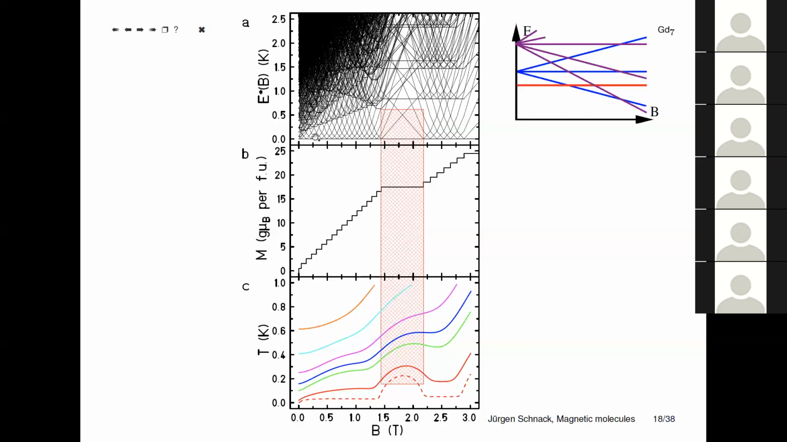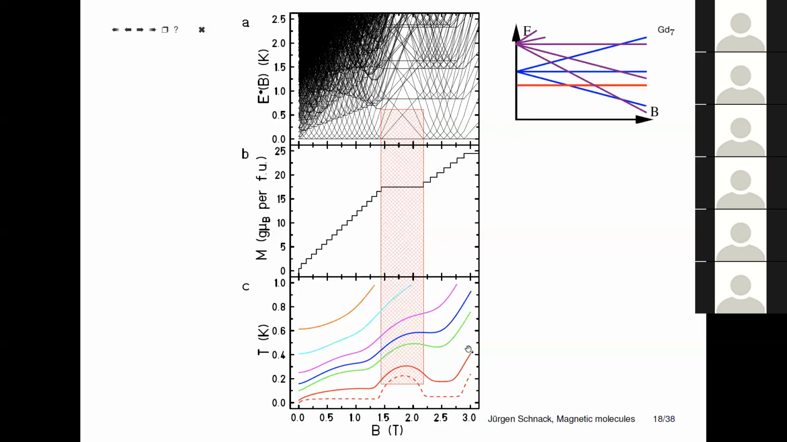Why is this good? It's good because you can now see by eye inspection what the density of states above the ground state is. So there's a certain high density of states here, then there's a low density here in this shaded area, there's another high density of states here, and then here is the saturation field, and above is the low density of states.